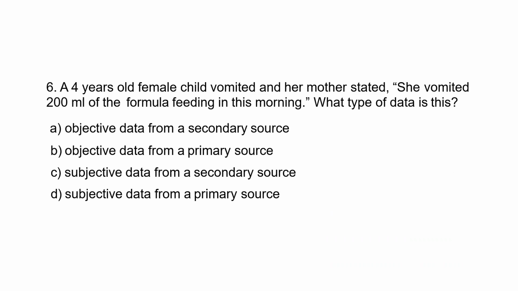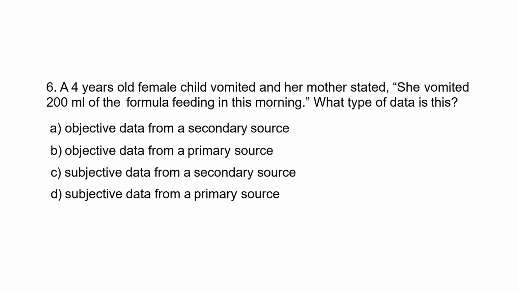Sixth question. A 4-year-old female child vomited and her mother stated she vomited 200 ml of the formula feeding this morning. What type of data is this? The options are objective data from a secondary source, objective data from a primary source, subjective data from a secondary source, subjective data from a primary source.